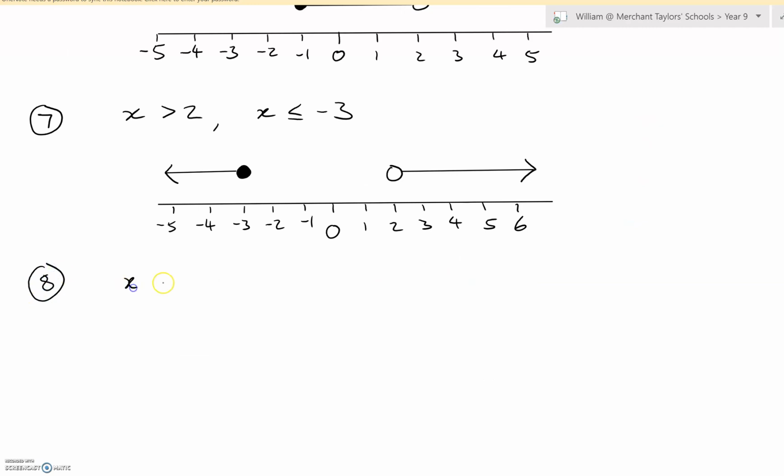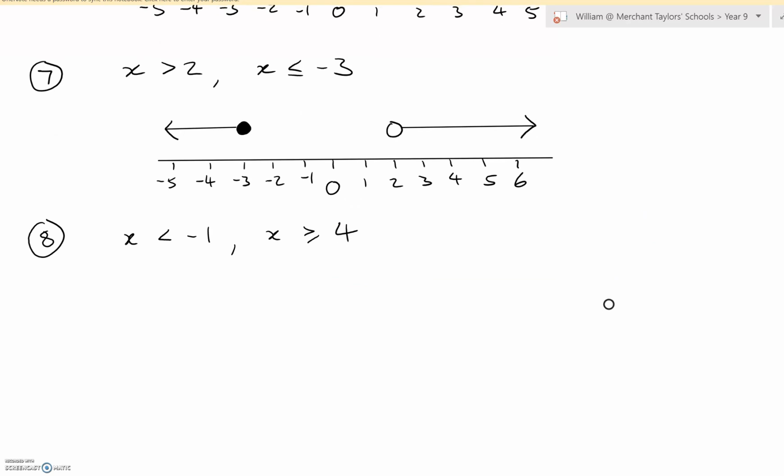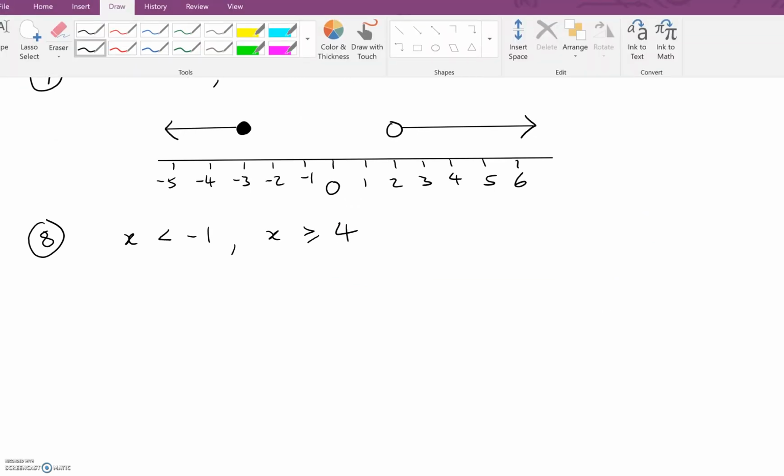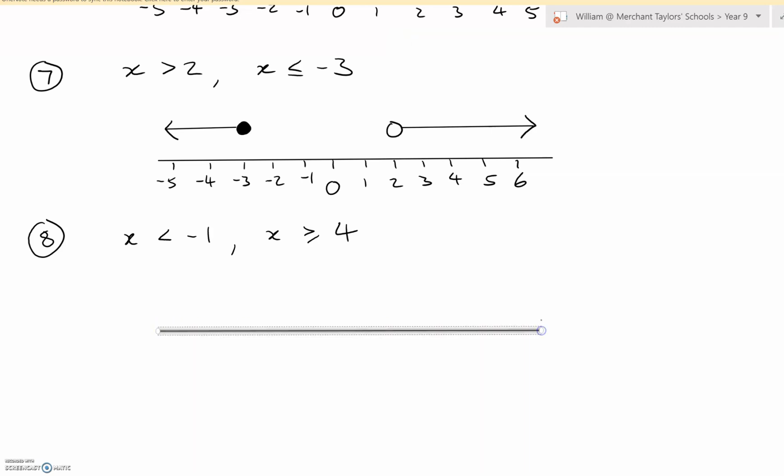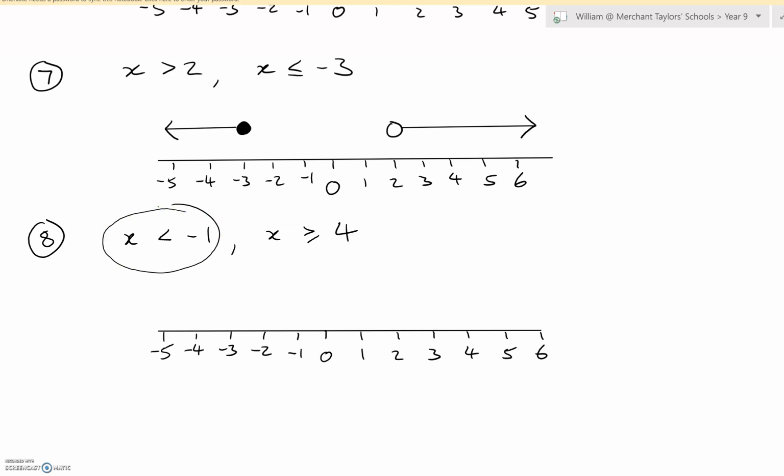Let's do another one of those. So this time x less than -1, x greater than or equal to, let's go 4. So again, number line. There's 0, 1, 2, 3. There's our number line. So we're split, so we want this as one part, so x less than -1.